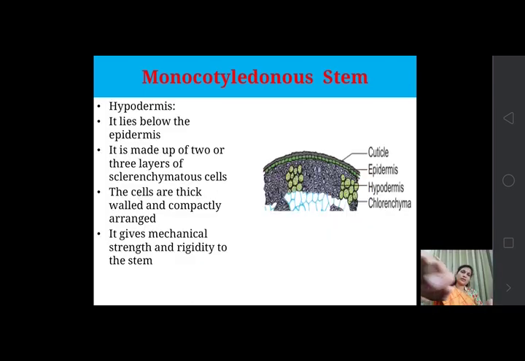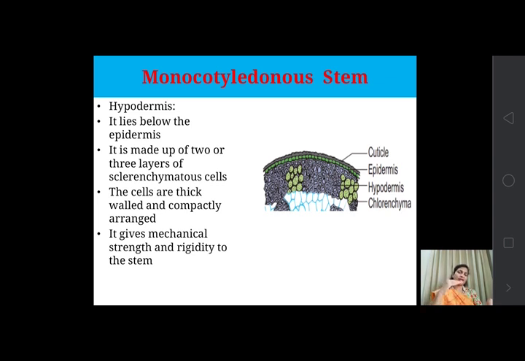Now, hypodermis. Just below the epidermis, there is the presence of hypodermis. Hypodermis means the cortex region, but in this case the cortex is differentiated into two parts. That is, it is heterogeneous. The upper part of the cortex, which is present just below the epidermis, is somewhat sclerenchymatous type. That is, sclerenchymatous tissues are present in this region.